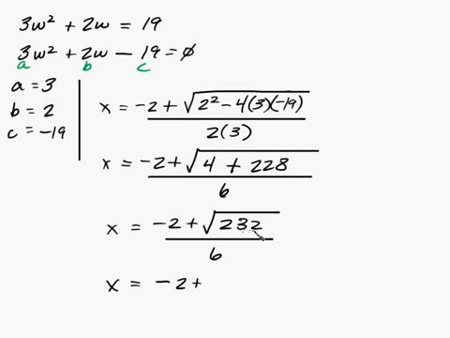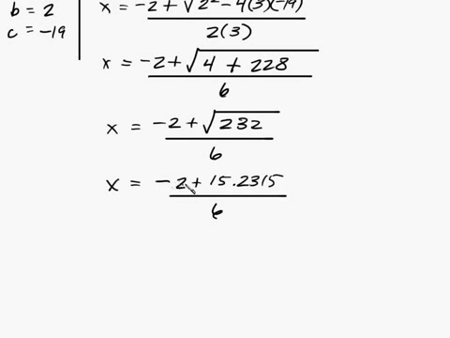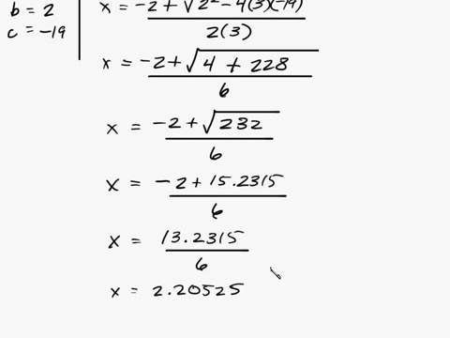So the square root of 232 is going to come out to be 15.2315. When you calculate negative 2 plus 15.2315, you're going to get 13.2315, divided by 6, and you're going to get x is equal to, in this case here, 2.0525.